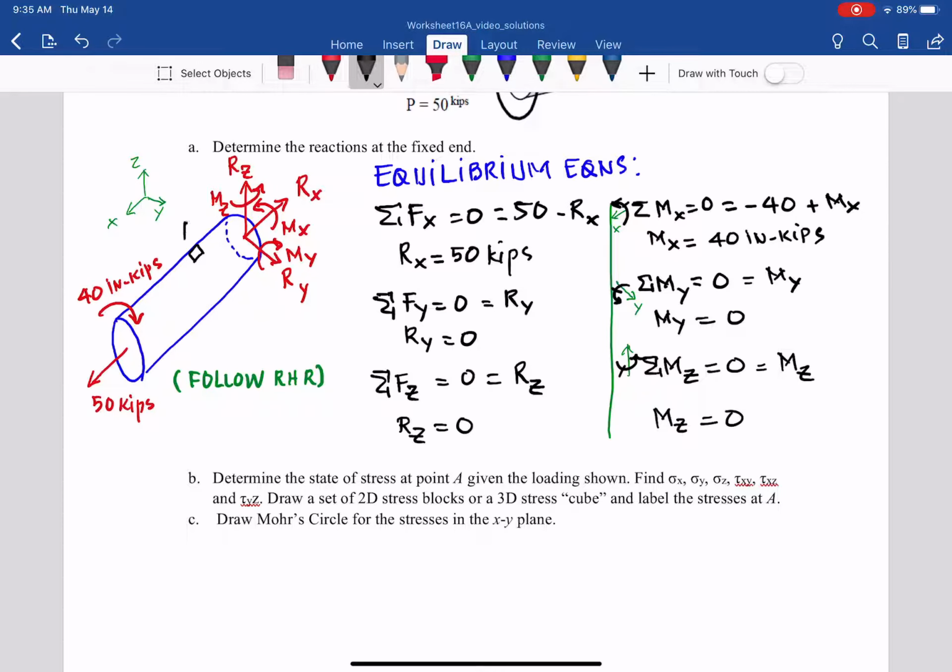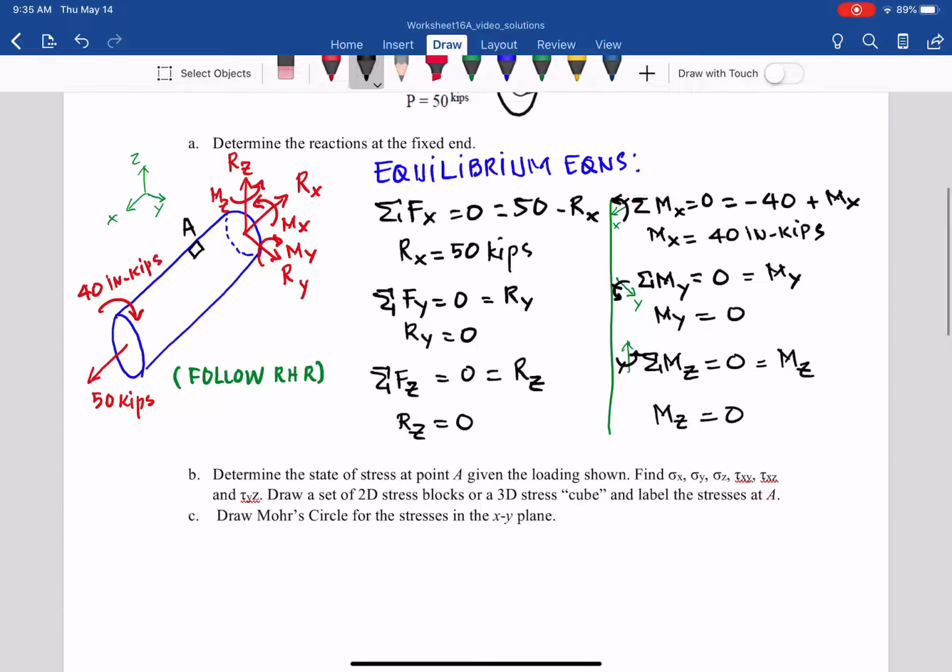So that is point A. Given the load shown, determine sigma x, sigma y, sigma z, tau xy, tau xz, and tau yz, and draw the state of stress block or the 3D stress cube and label stresses at A, and draw the Mohr circle for the stresses at the xy plane.